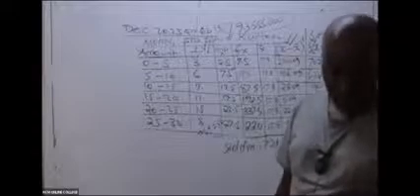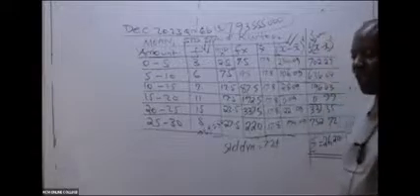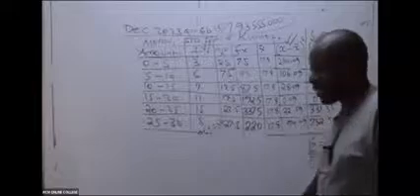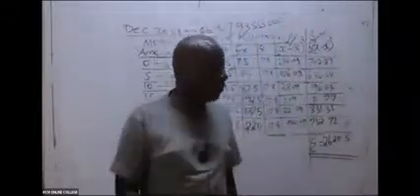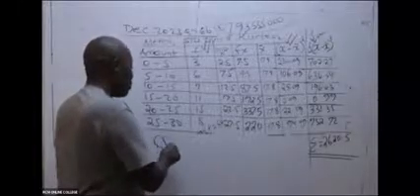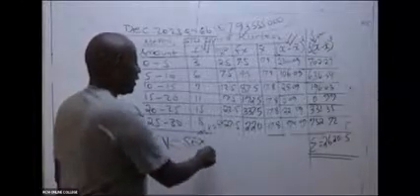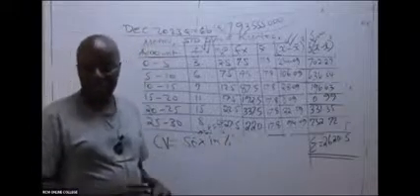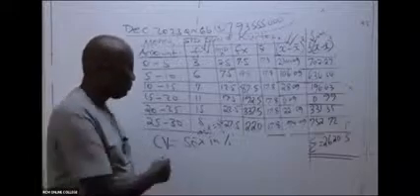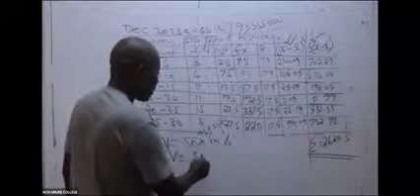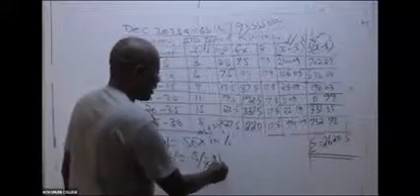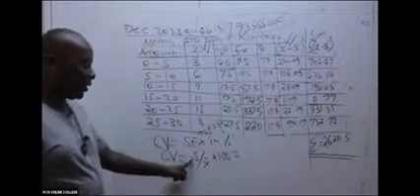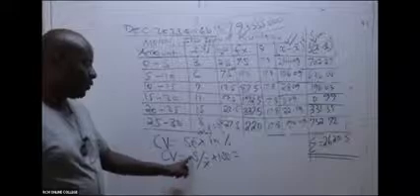The next question, they want us to give them the coefficient of variation. Anytime they talk about coefficient of variation, I know that coefficient of variation is sex in percentage. What do you mean, Mwalim? My CV here will be S over X bar times 100. S is standard deviation.